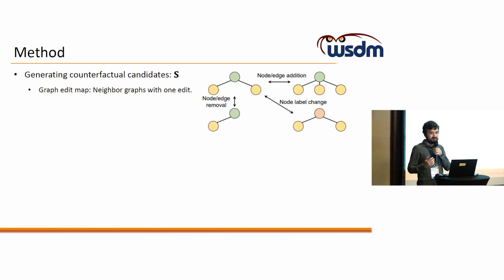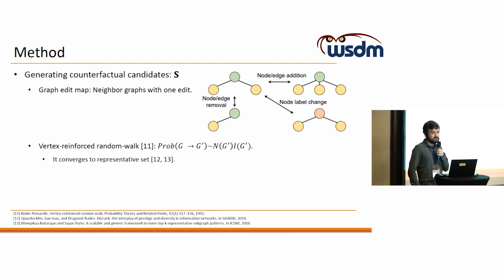So to generate the counterfactual summary set C, first we need to generate counterfactual candidates S. To efficiently explore the search space, we leverage graph edit maps, which represent neighbor graphs with one edit. An edit can be an edge removal in the original input graph, an edge addition, or a node label change. This way, we will find the most similar graphs as counterfactuals to undesired graphs.